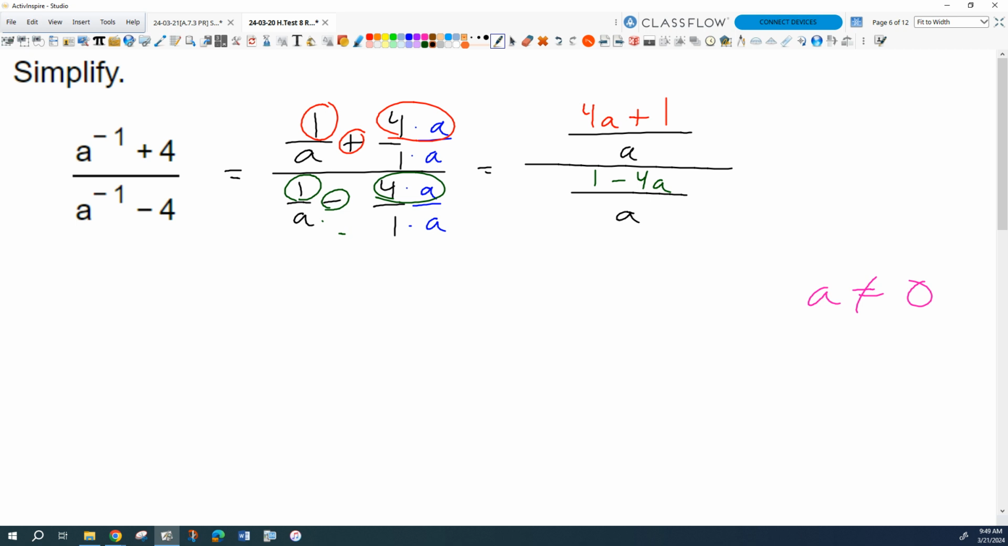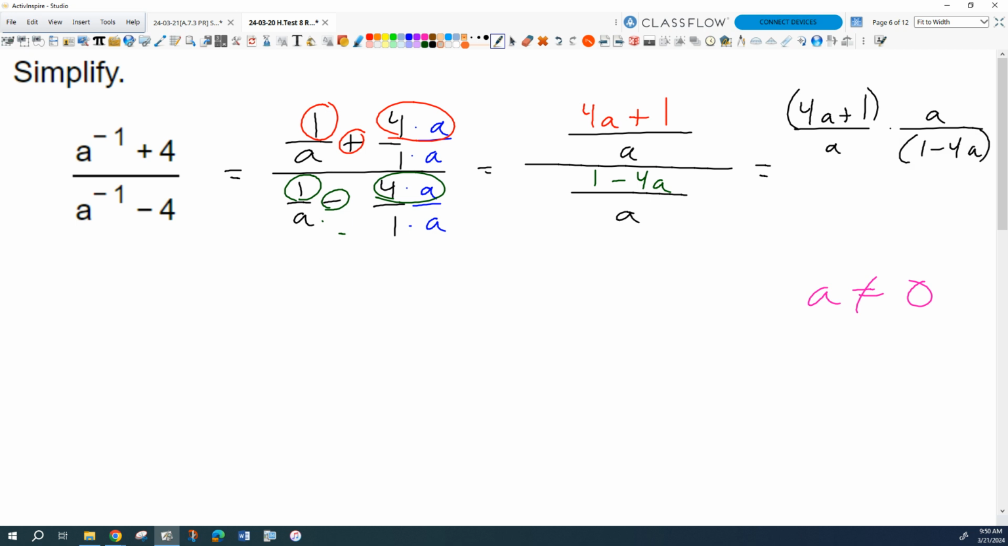Keep it, change it, flip it. There you go. Keep, change, flip. He likes our idea better.